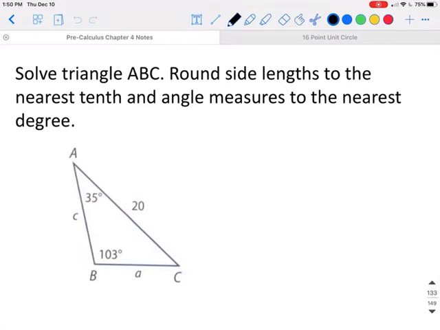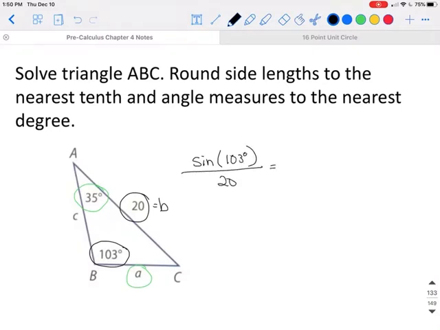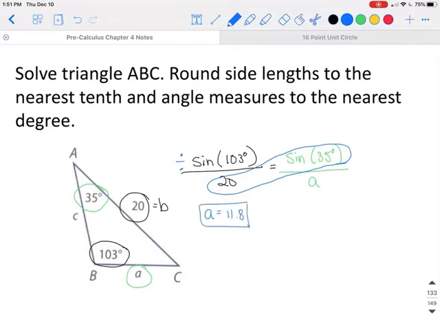We need to solve triangle ABC, rounding the side lengths to the nearest tenth and the angle measures to the nearest degree. Right now, we know angle B and side B. We have angle A, so we can find side A. So I know that the sine of 103 degrees goes with 20, as the sine of 35 degrees goes with side A. You do need to make sure your calculator is in degrees before you try to solve one of these problems. But once this proportion is set up, we can just cross multiply and divide, and we'll get that side A is equal to 11.8.